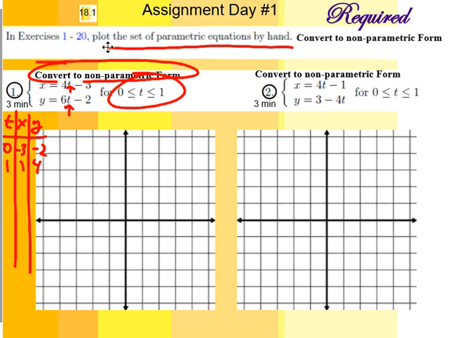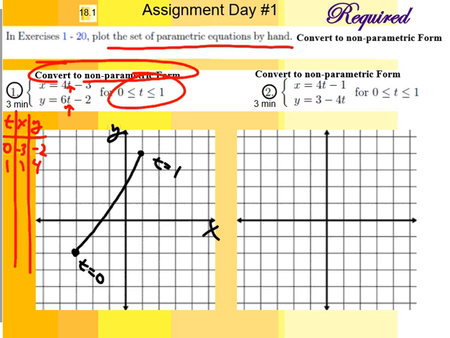Remember, it's the x and the y that get graphed. This is the x-axis. This is the y-axis. And negative 3, comma negative 2, dot right there. And then 1 comma 4, over 1, up 4, dot right there. And this was at t equals what? 0. And this was at t equals what? 1. And then it's just a straight line.